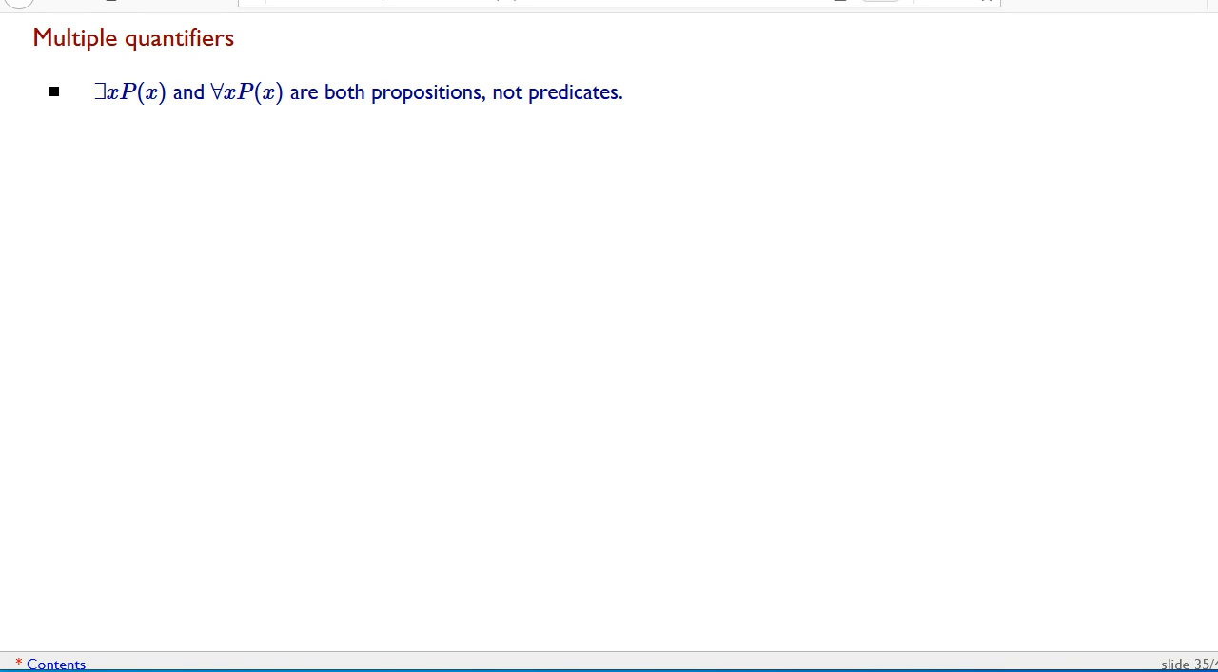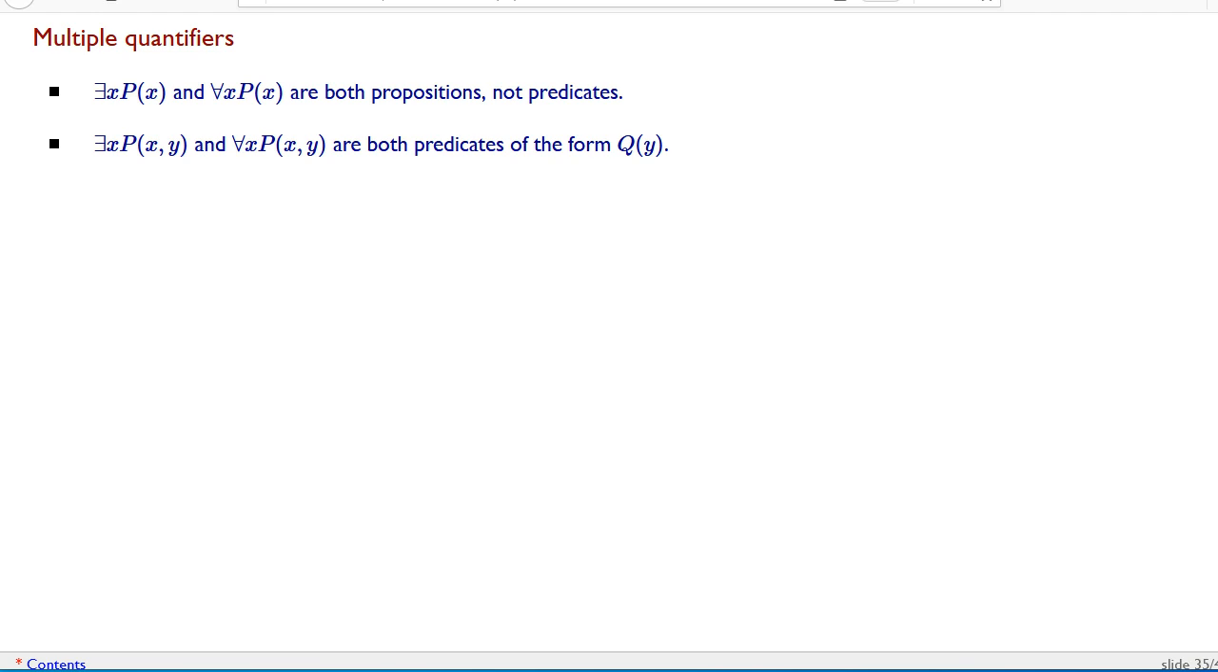Now, we can easily have multiple quantifiers. Let me preface that by pointing out that the statement, there exists an x for which p of x is true, is not a predicate, it's just a proposition. It's either true or it's false.